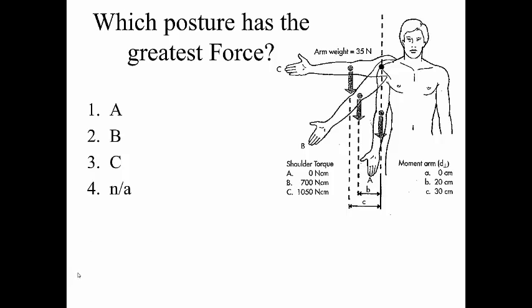Which posture has the greatest external force? That would be number 4, because a single greatest external force doesn't exist, since the arm is the same weight in all 3 postures.